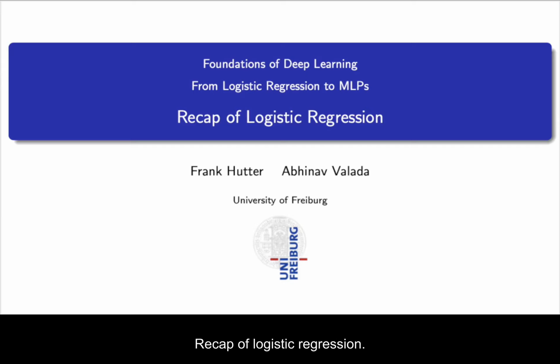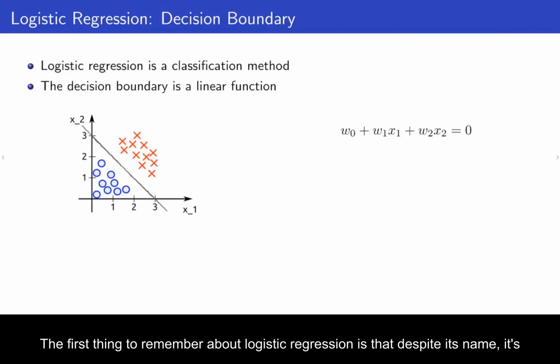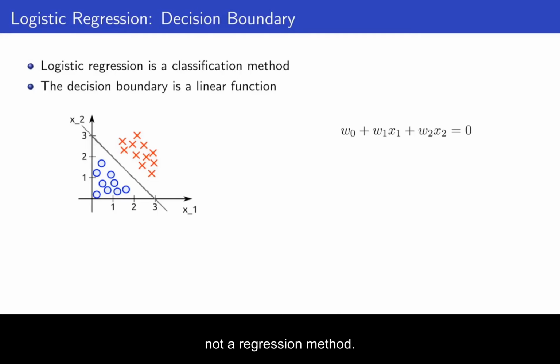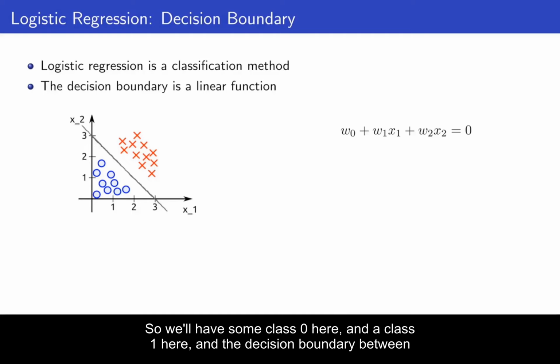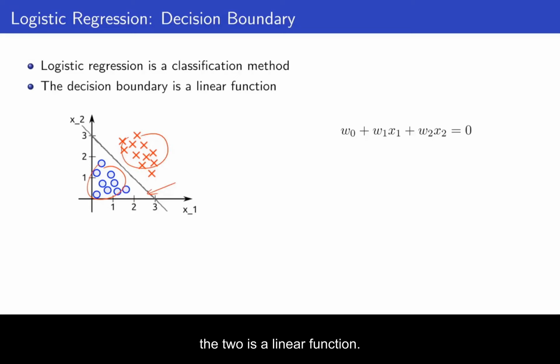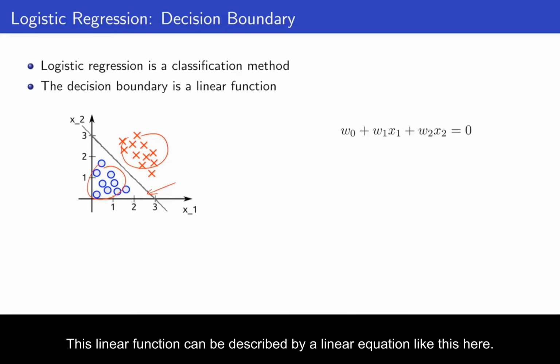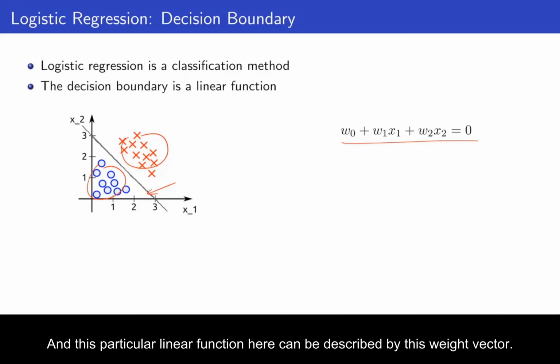Recap of logistic regression. The first thing to remember about logistic regression is that despite its name, it's not a regression method. It's a classification method, and the decision boundary is a linear function. So we'll have some class 0 here and a class 1 here, and the decision boundary between the two is a linear function. And this linear function can be described by a linear equation like this here. And this particular linear function here can be described by this weight vector.